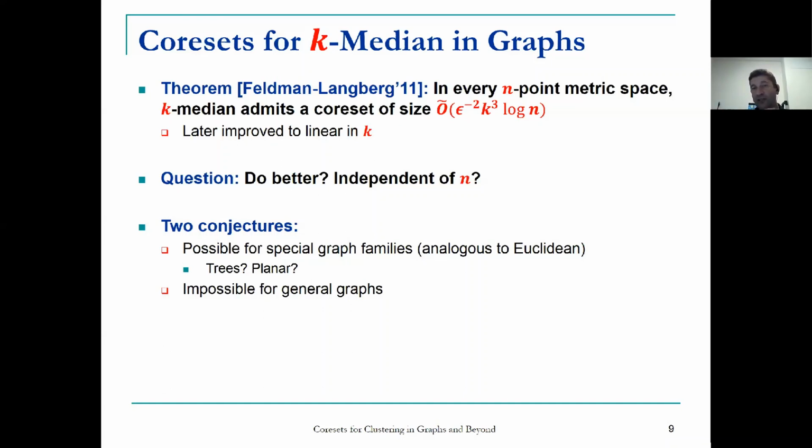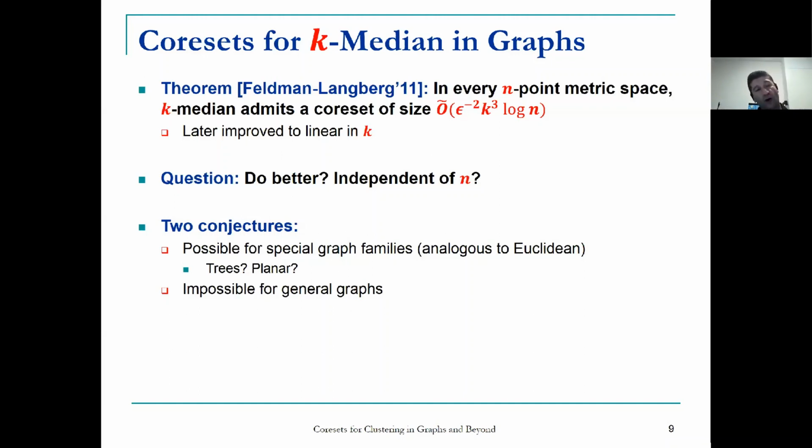Now I should mention that I've listed here k cubed, but in later work, in particular their own work, they posted improvements on the arXiv in a full version of the paper, which improves this from k cubed to linear in k. But I kept this for the timeline aspect. Okay, so what about this dependence on n? Can you get rid of it?